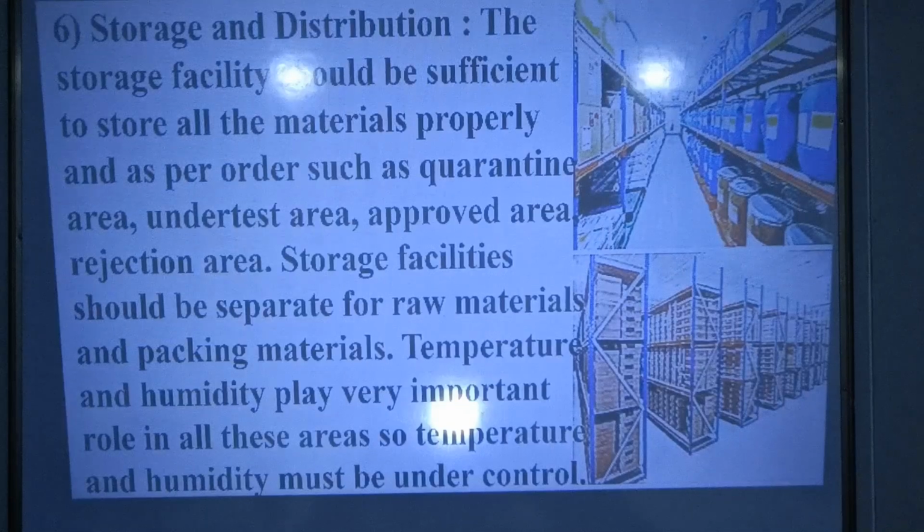Sixth key principle is storage and distribution. The storage facility should be sufficient to store all the materials properly and orderly, such as quarantine area, under test area, approved area, rejection area. Storage facilities should be separate for raw materials, packing materials and finished products. Temperature and humidity play a very important role in all these areas, so temperature and humidity must be under control.